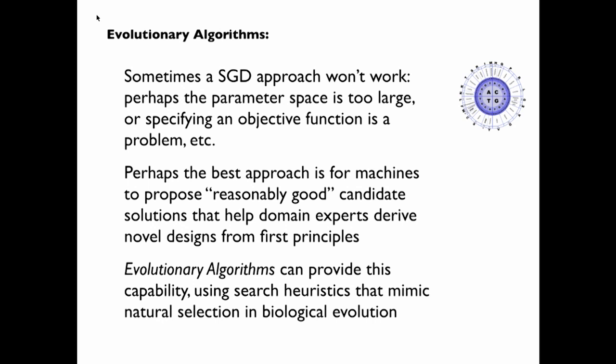like gradient descent. Perhaps the best approach is for the machines to consider a set of reasonably good candidate solutions, maybe not the ideal ones, but good starting points. Be able to essentially evolve those, a set of good starting points, and then provide that to experts, domain experts, to go back from first principles and be able to come up with a good solution.